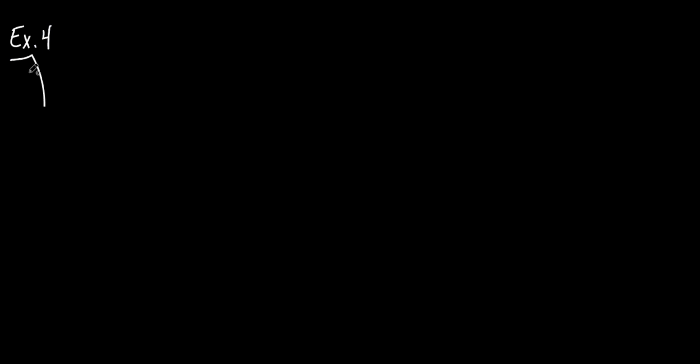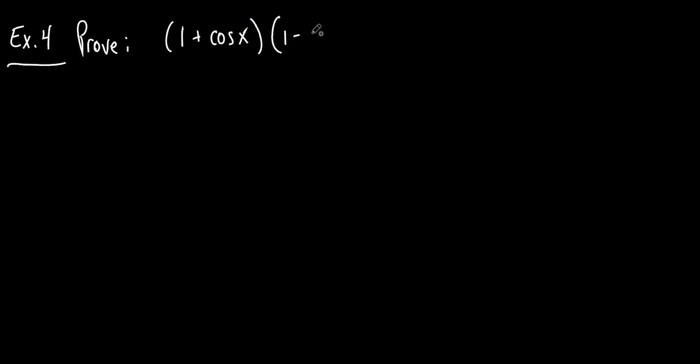All right, let's do, oh, what's going on there? There we go. All right, here's another one. Here's another proof. This is 1 plus cosine x times 1 minus cosine x equals the sine squared of x. I don't think it's that difficult to figure out which one's the more complicated side. Do you? No. Which one's more complicated? Left or right? Left. The left side.